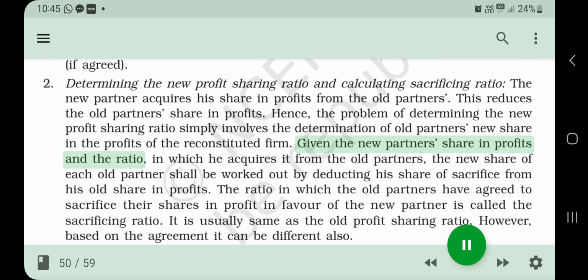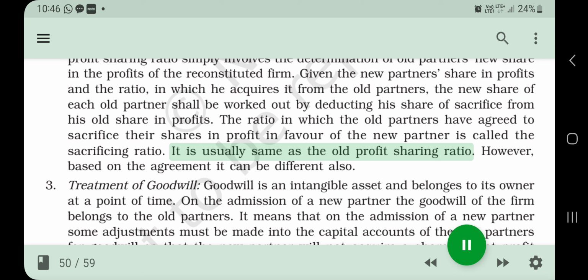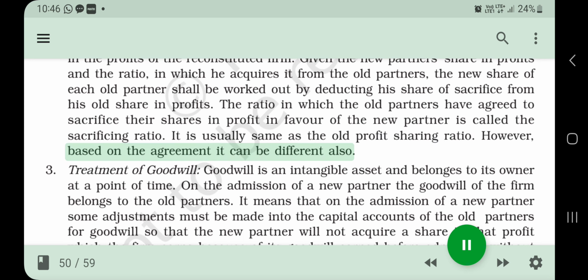Given the new partner's share in profits and the ratio in which he acquires it from the old partners, the new share of each old partner shall be worked out by deducting his share of sacrifice from his old share in profits. The ratio in which the old partners have agreed to sacrifice their shares in profit in favor of the new partner is called the sacrificing ratio. It is usually the same as the old profit sharing ratio. However, based on the agreement, it can be different also.